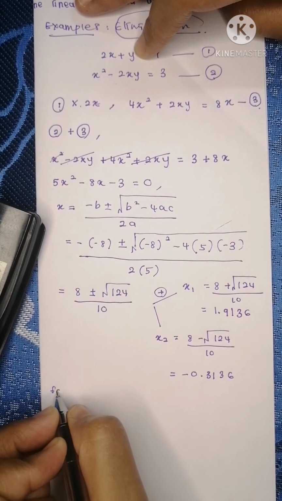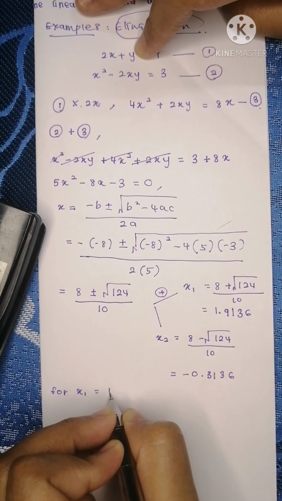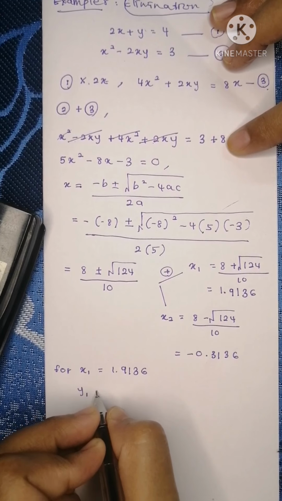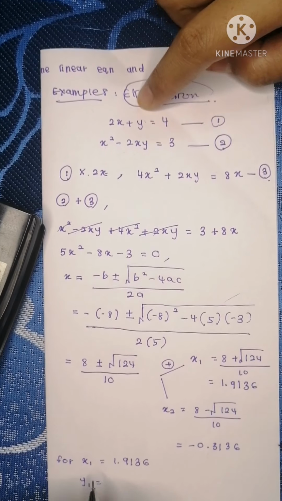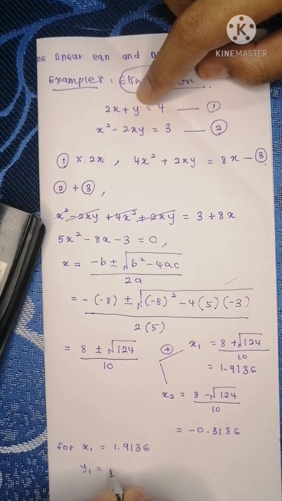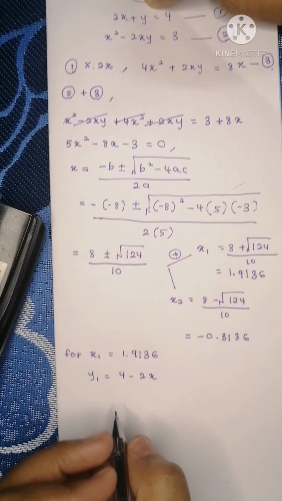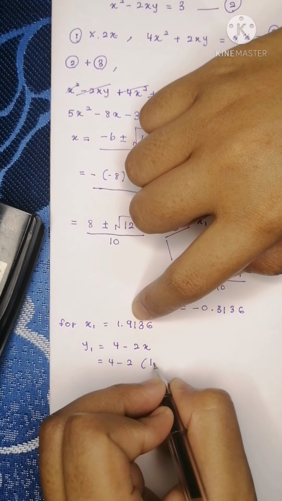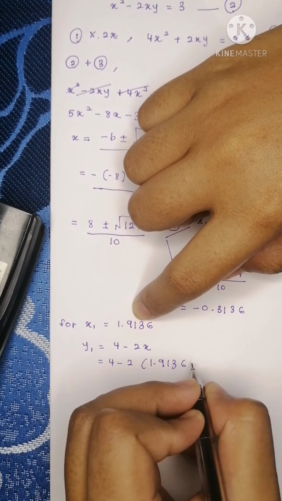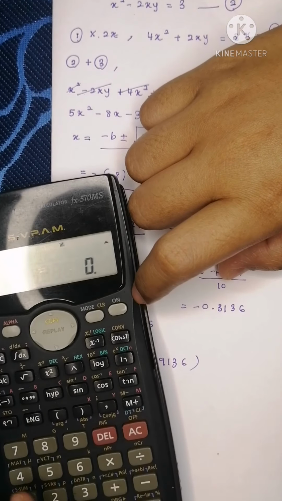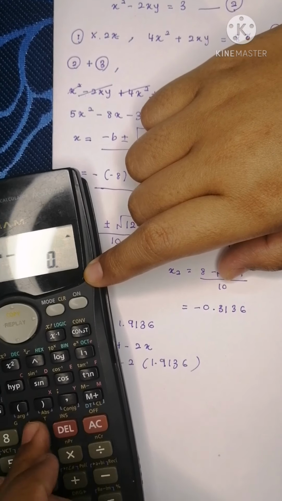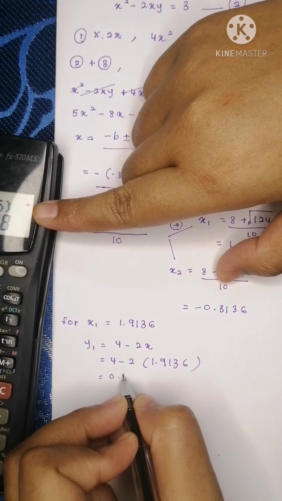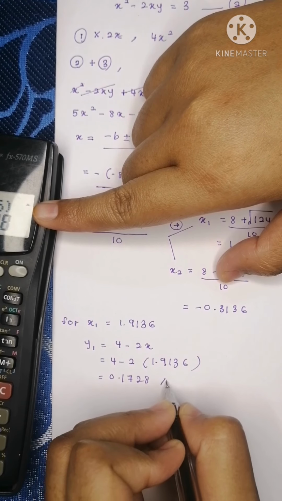For x1 equal to 1.9136, y1 will become, from this one, make y the subject, so it will become 4 minus 2x. So 4 minus 2x, substitute 1.9136. Then your answer will be 4 minus 2 times 1.9136, and we get the answer 0.1728. This is for y1.